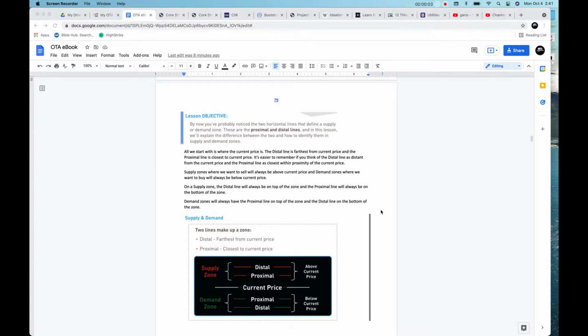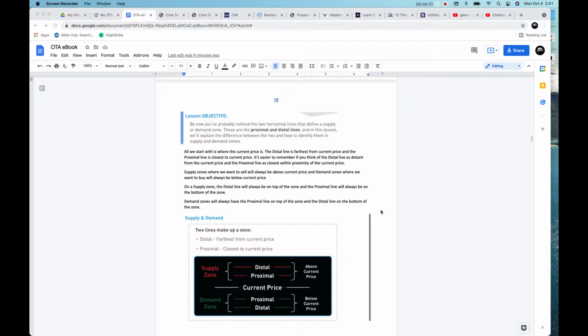Okay, so by now you've probably noticed the two horizontal lines that define a supply or demand zone. Those are the proximal and distal lines, and in this lesson we'll explain the difference between the two and how to identify them in supply and demand zones.